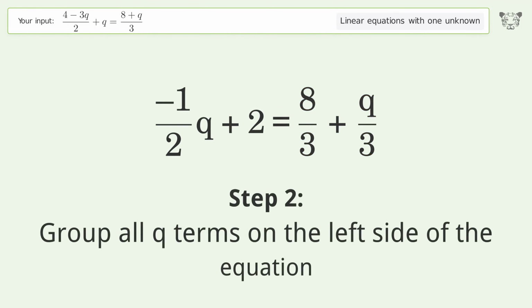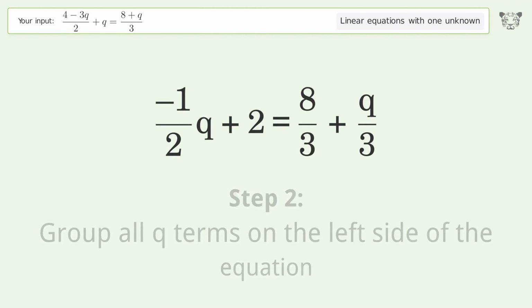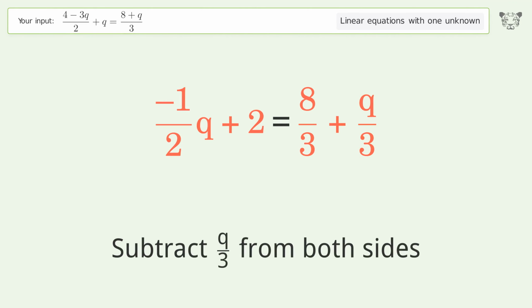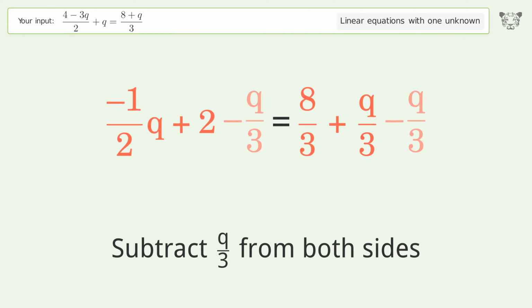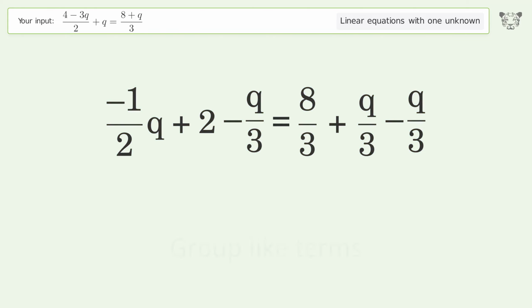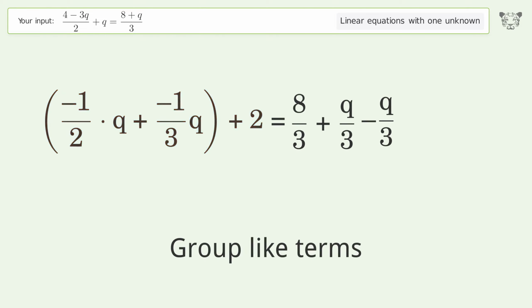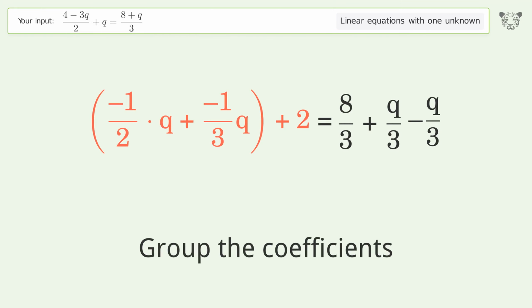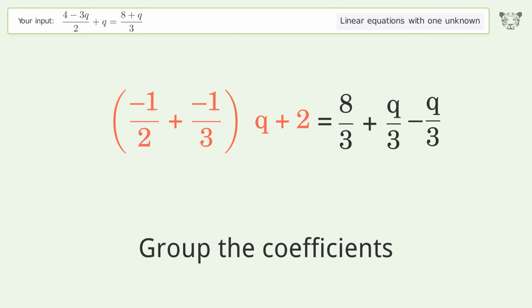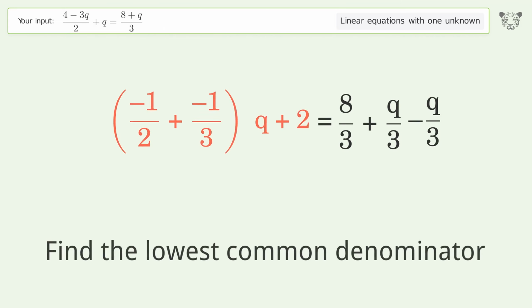Group all q terms on the left side of the equation. Subtract q over 3 from both sides. Group like terms. Group the coefficients. Find the lowest common denominator.